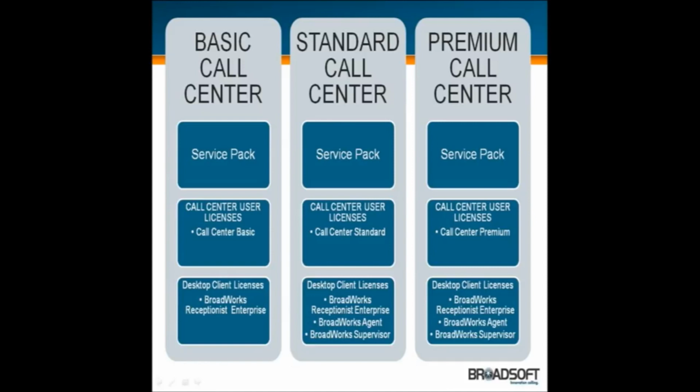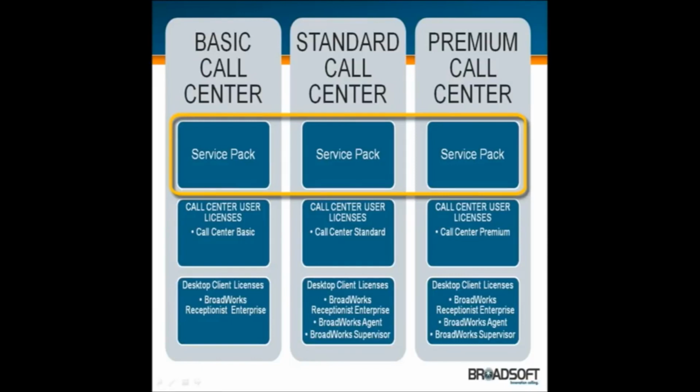This screen represents the 3 types of call centers: basic, standard, and premium. And under each type, there are 3 categories of user licenses that can be assigned to the user to build each type of call center. The first category of user license to be assigned is the service pack, which represents the existing service packs you have created for users today.